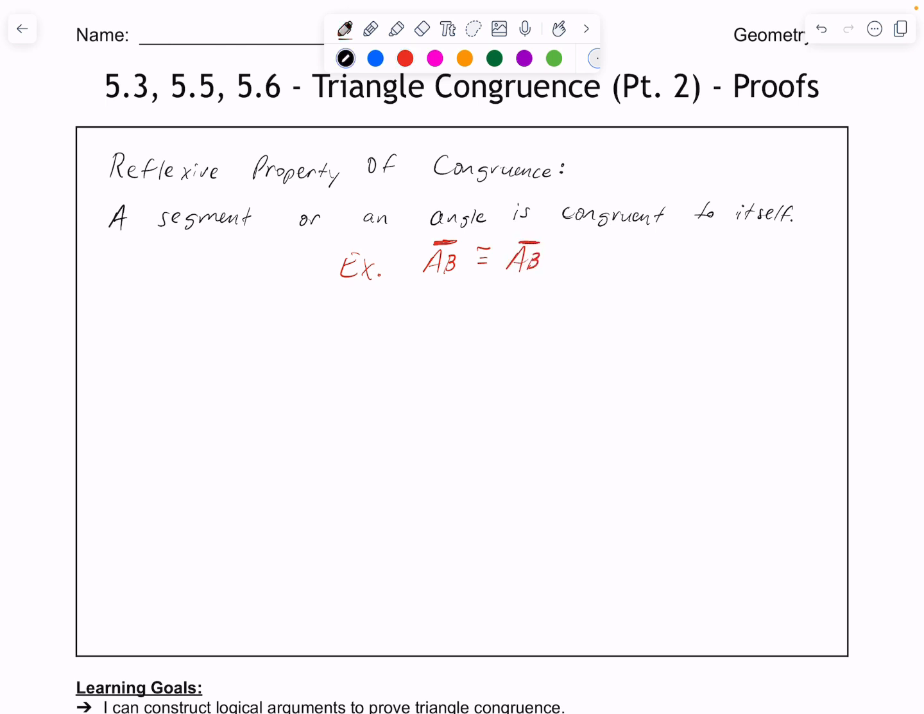All right, what you're going to find out is this comes up a lot when these triangles share a side or share an angle. And so we have to actually write down that they are congruent, even though, yes, you know that they're the same because they share it. But we still have to write this property.